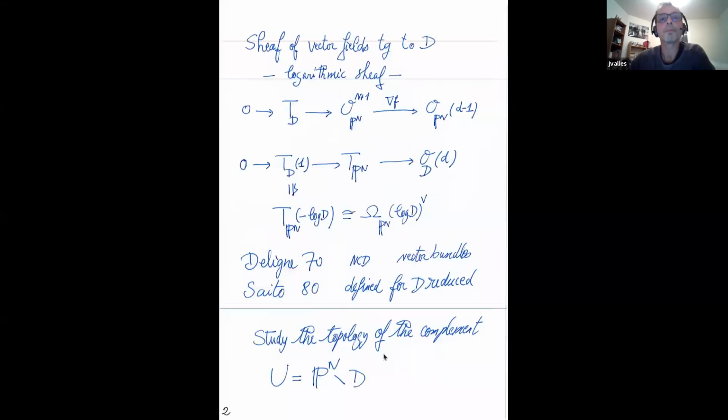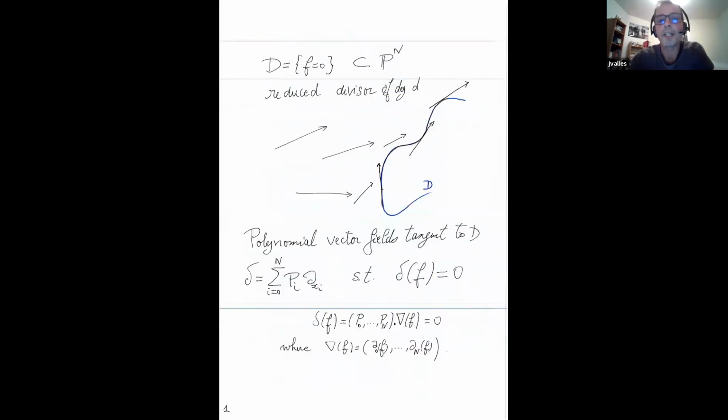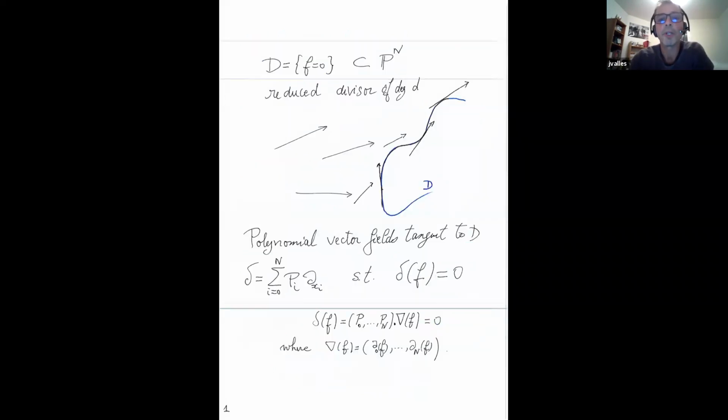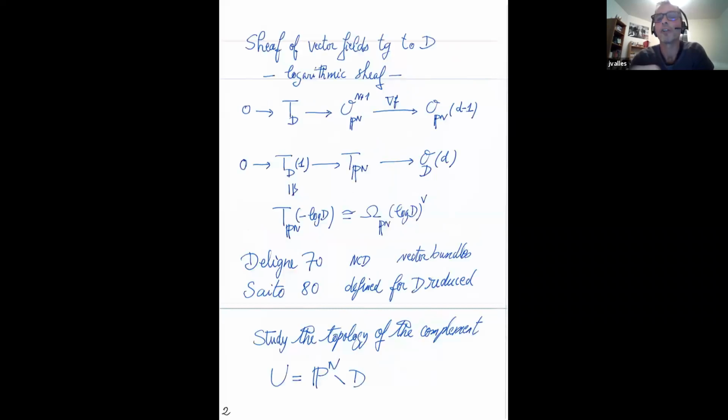More in a sheaf way to write it, we can consider the map nabla f, given by the partial derivatives of f, and the kernel of this map. A syzygy P0 to Pn can be understood as a section of the kernel of the Jacobian map given by nabla f. So there is an identification here between polynomial vector fields verifying delta of f equal to 0 with a syzygy, or a global section of the kernel of the Jacobian map.